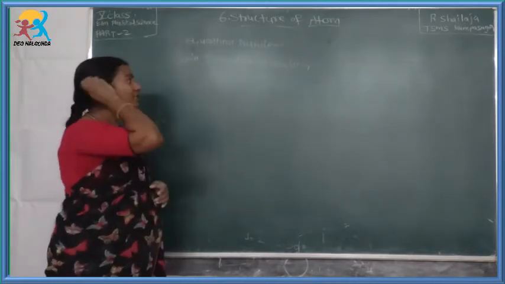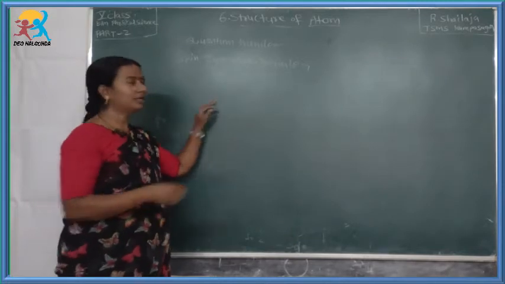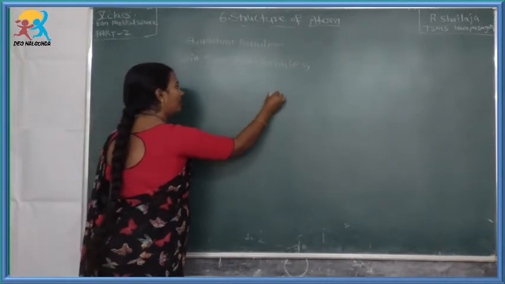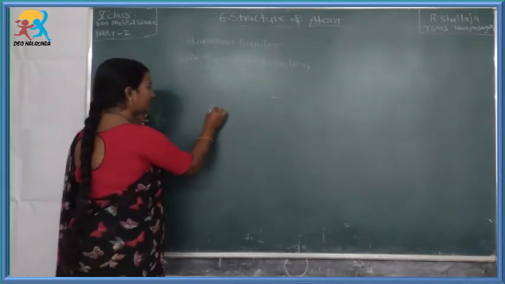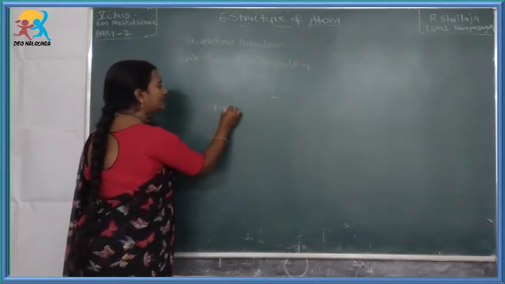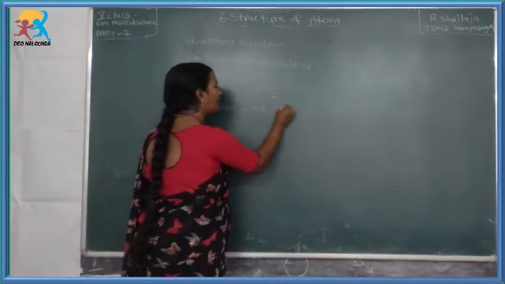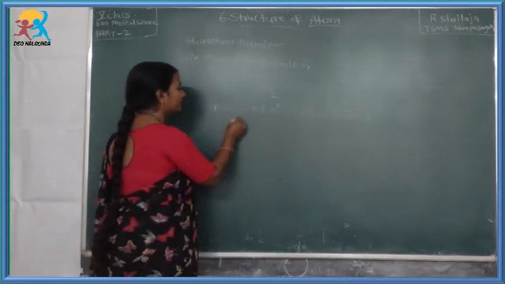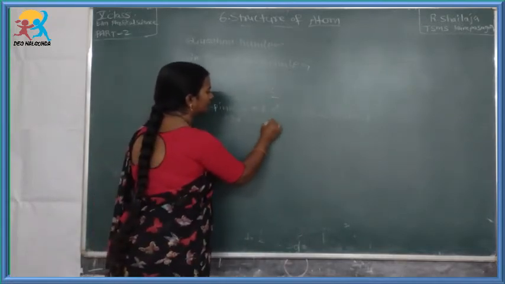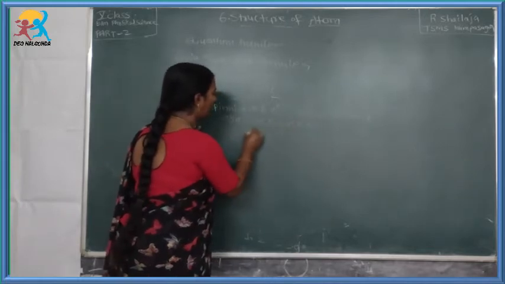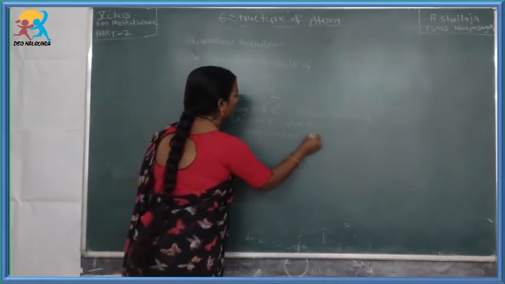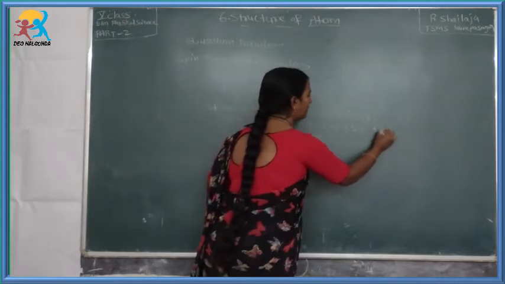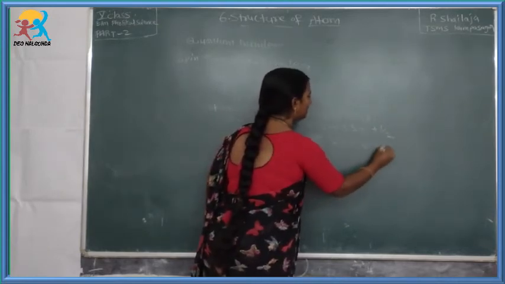The spin quantum number was proposed by Uhlenbeck and Goudsmit. It is represented with a small s, and its values are only 2, plus half and minus half. What does the spin quantum number state? The spin quantum number states the spinning of the electron in the orbital, either clockwise or anti-clockwise. If the direction is clockwise, the s value is plus half. If anti-clockwise, the s value is minus half.